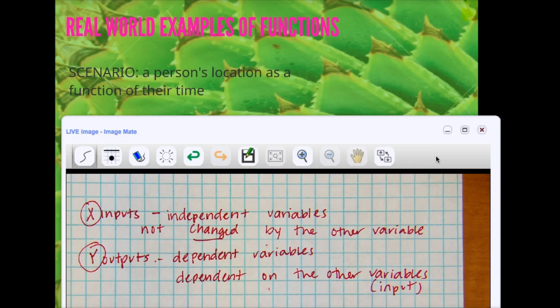So given this first scenario, a person's location as a function of their time, I want you to predict what you think is the input, my unchanging variable, and what you think is the output. I want you to give a short explanation for which is which and why.